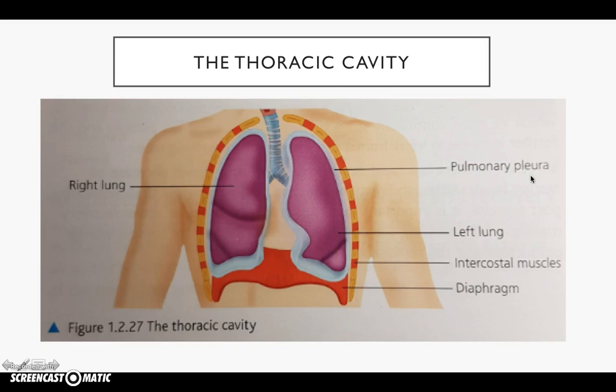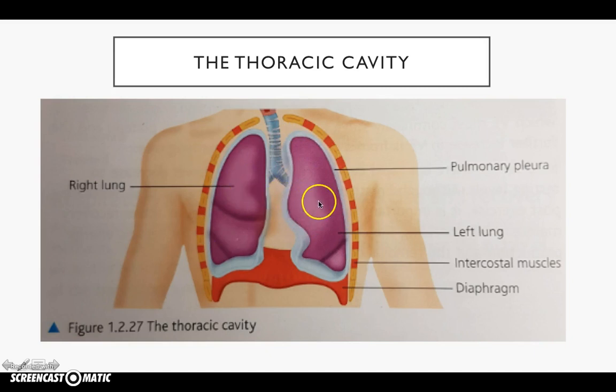You also need to know the thoracic cavity. When we're talking about the thoracic cavity, this is what we are talking about, everything that is made up in here. The lungs are situated in the thoracic cavity and they are encased by this pulmonary pleura. The job of this is to lubricate, and it reduces friction during inspiration and expiration. As the rib cage expands, this pulmonary pleura is going to reduce friction.